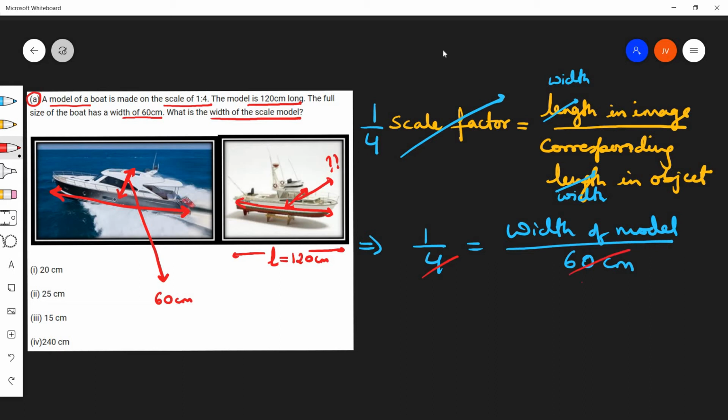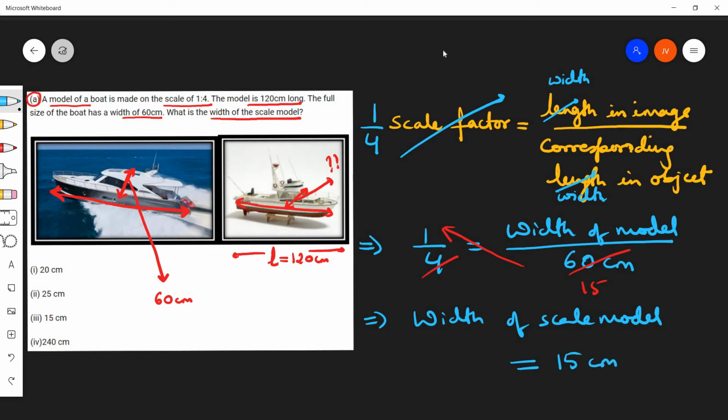Now we can go for a simple cancellation of terms. 4 1s, 4 15s, and then we go for a cross multiplication, and hence we get width of the scale model of a boat. That means the model of the boat is 15 centimeters. And which option is this? This is the third option in the question. So this is the answer.